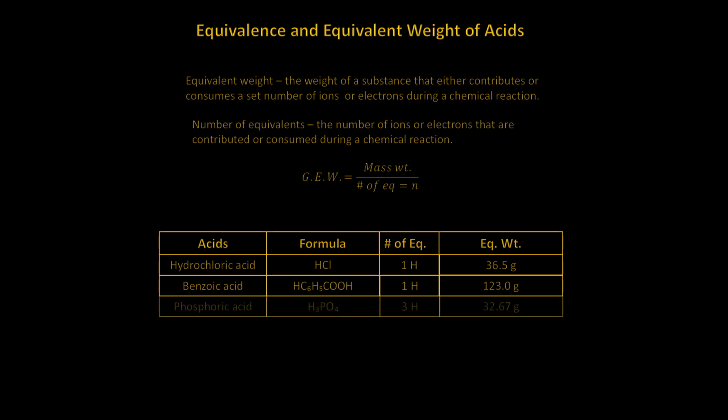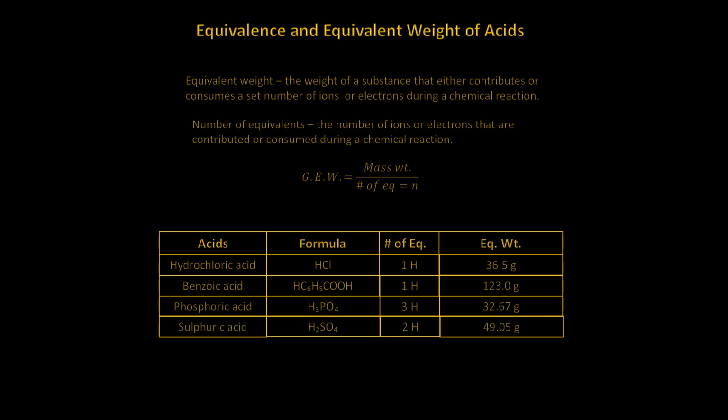Same with benzoic acid, having a GEW of 123.0 grams GEW per mole. However, phosphoric acid has 3 hydrogen atoms that can be contributed or consumed. Phosphoric acid has a mass weight of 98 grams per mole. Now, using the GEW equation, the grams equivalent for phosphoric acid is 32.67 grams equivalent per mole. Sulfuric acid has 2 hydrogen atoms, and therefore the number of equivalences is 2.